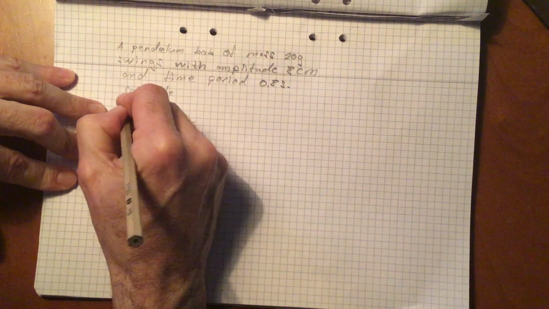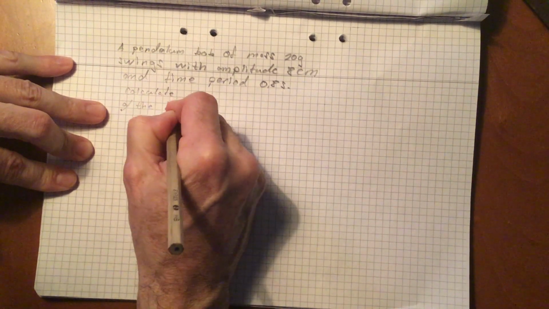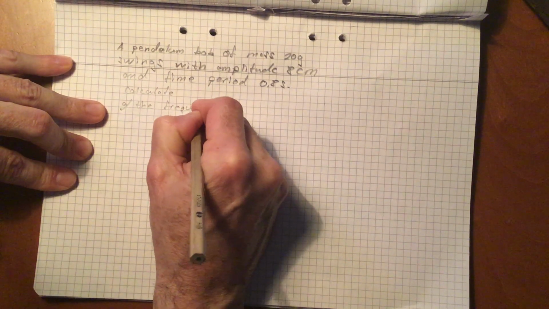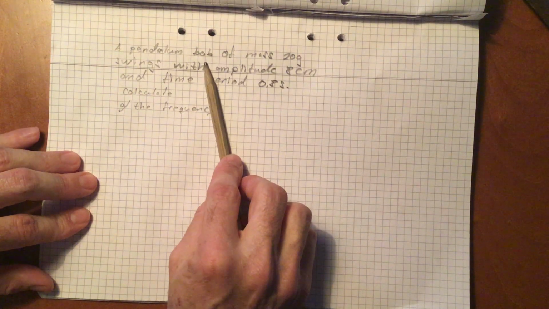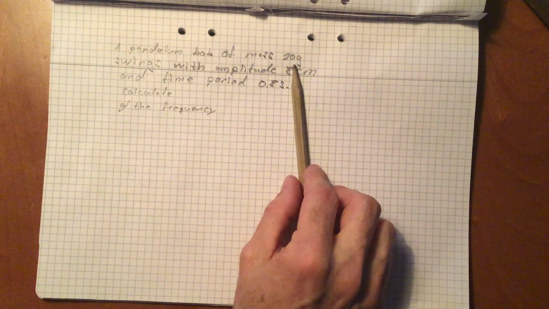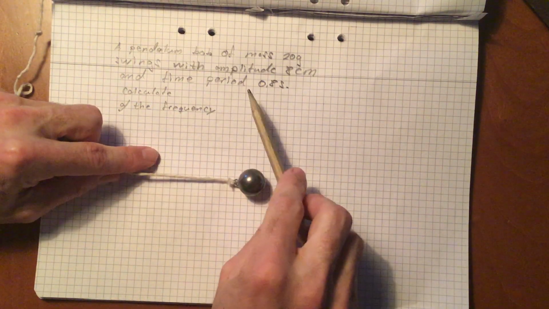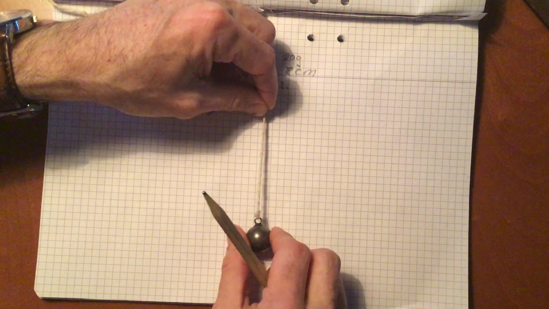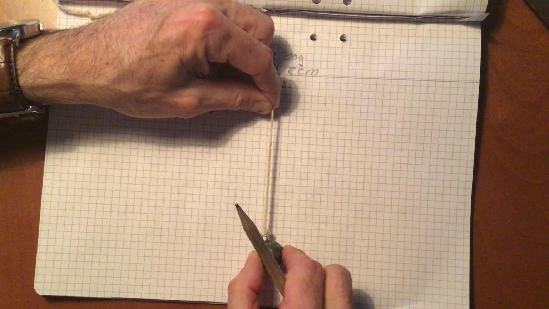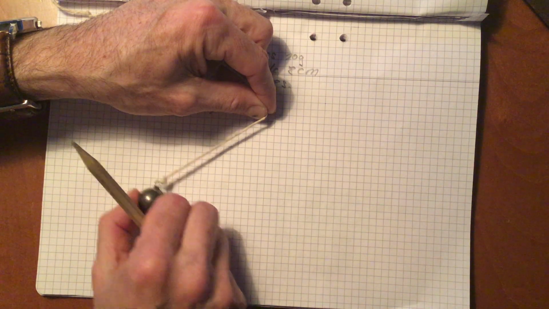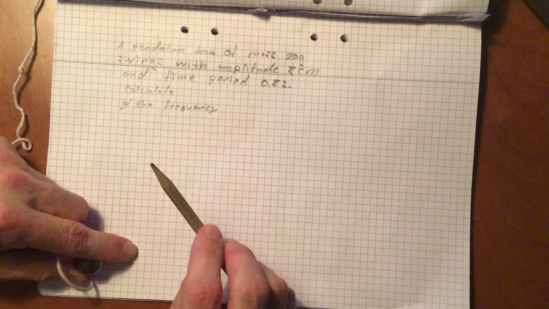Calculate A, the frequency. So, a pendulum bob of mass 20 gram. That's almost exactly what I have here. It's 20 gram. Swings with amplitude 8 centimeters. That's 8 centimeters in the x direction. 8 centimeters to the other direction as well. And the time period is 0.8 seconds.